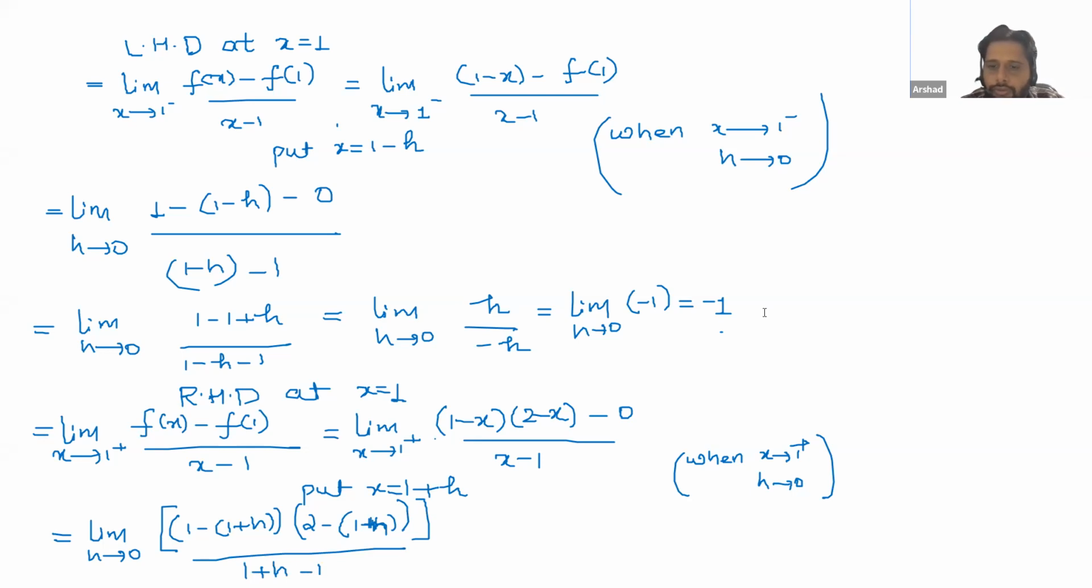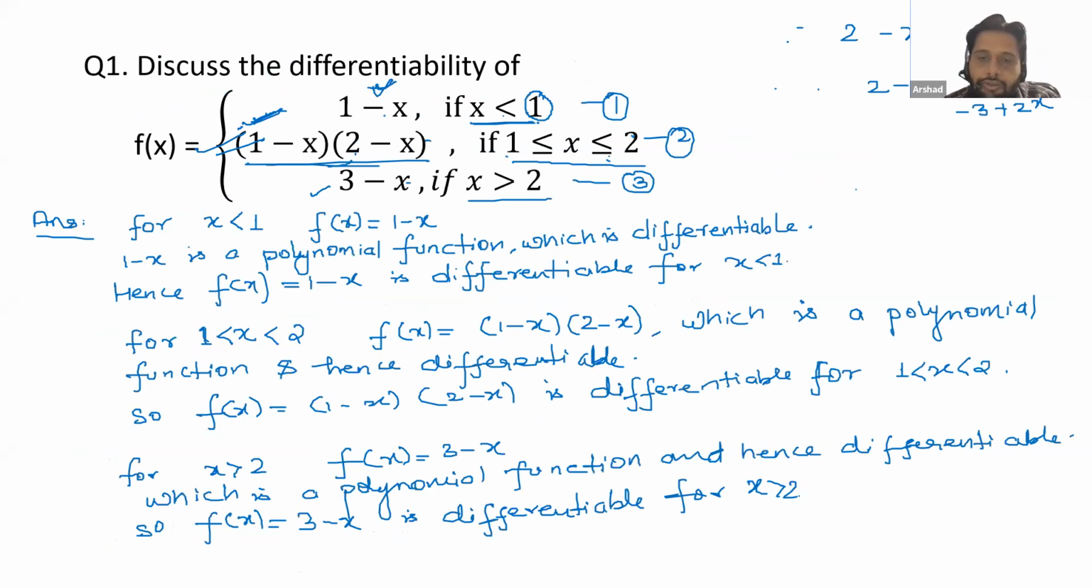So first, your doubt is for RHD at x is equal to 1. RHD means we are approaching this 1 from the right side. So if you are approaching from the right side, then the value should be slightly greater than 1. That's correct. If you check here, this function is for x is equal to 1 as well as for greater than 1. So that's why we need this one.